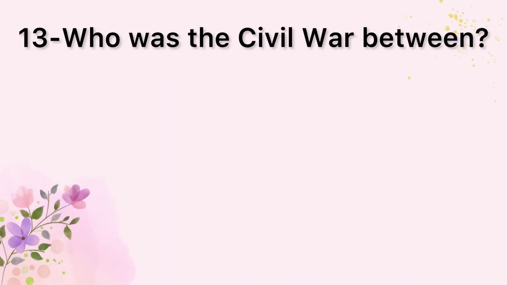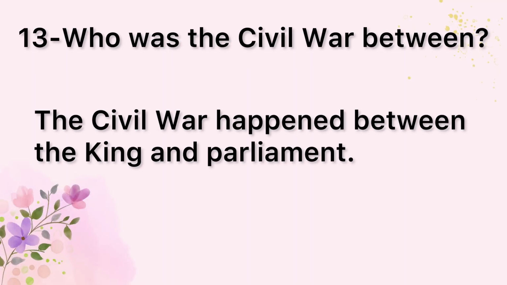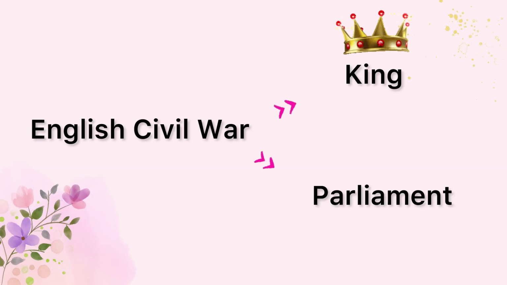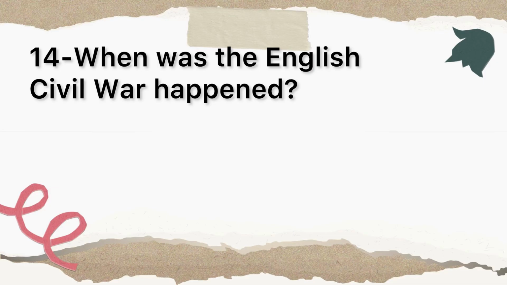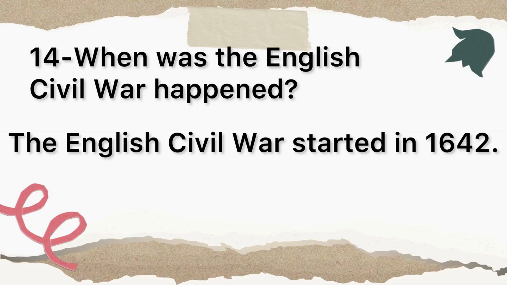Who was the civil war between? The civil war happened between the king and Parliament. When did the English Civil War happen? The English Civil War started in 1642.